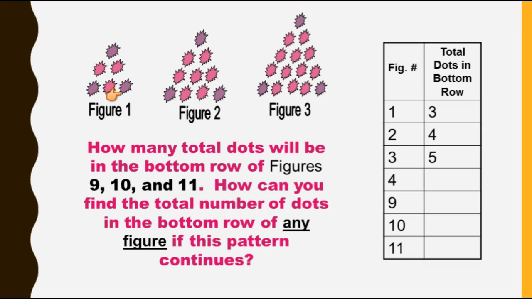So figure 1, there's 3 dots on the bottom. Figure 2, there's 4 dots on the bottom. Figure 3, there's 5 dots on the bottom. Okay, are you seeing a pattern? Something that we're either adding or multiplying since it's getting bigger. You can see here for the first figure, if you add 2 to that number, then you get 3.